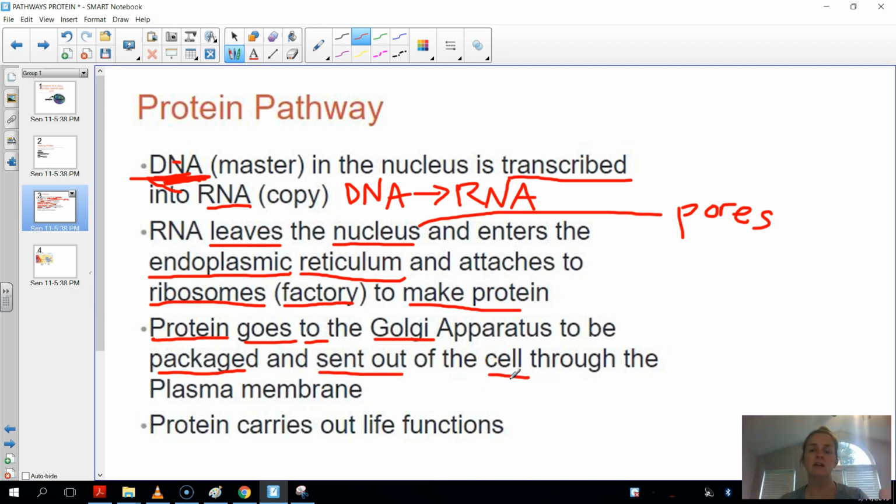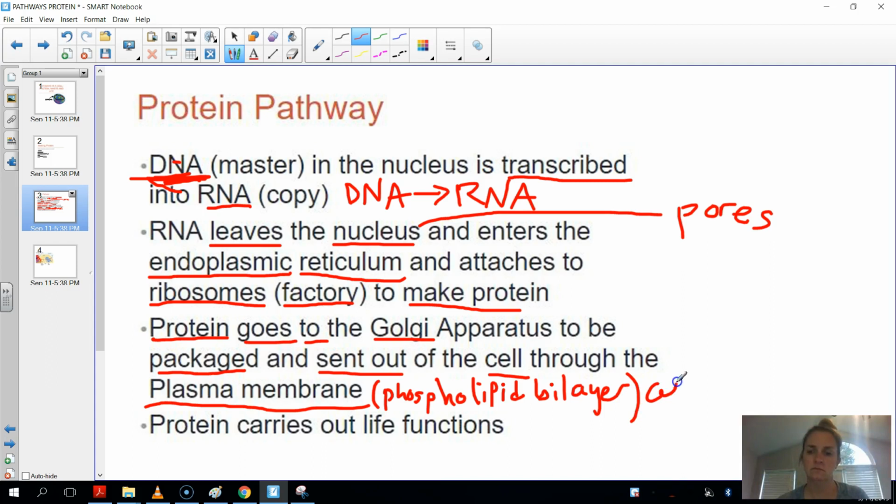Now when it leaves the cell, it actually has to go through a membrane. And that membrane is called the plasma membrane. Remember, the plasma membrane is also called the phospholipid bilayer. It's also called the cell membrane. And I don't know what they'll say on the test, but I want you to know all those, okay? Those are all interchangeable. They're all acceptable as answers too, okay? So it goes out through the plasma membrane, okay?